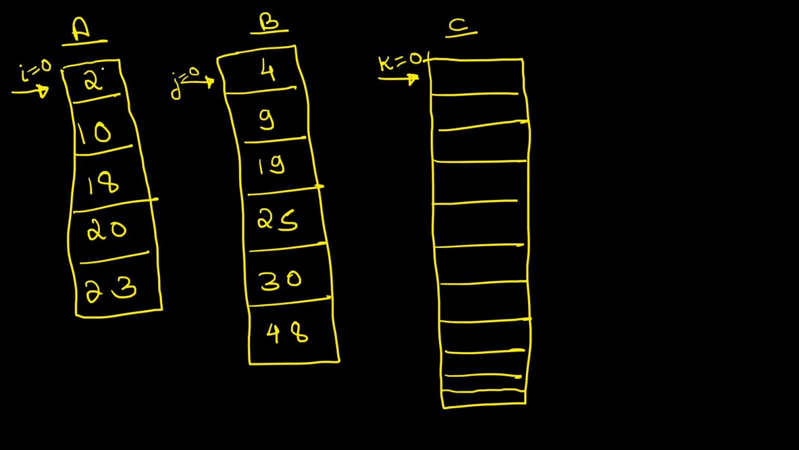I will see, boss, array A has a number to offer, which is 2. And array B also has a number to offer, which is 4. Now, what should I take out of these two? The smaller out of these two.